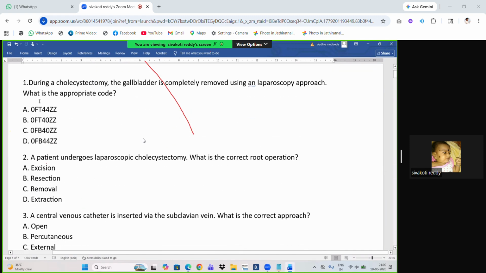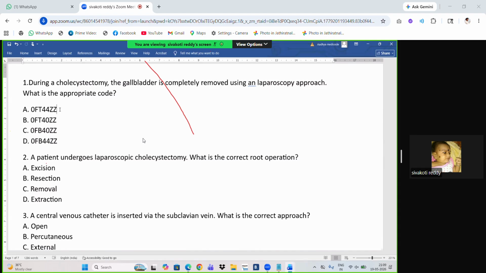Now tell me the first question's answer. Was it excision or resection? Resection. Completely they are removing. So what is the third character value? T. So based on the resection value T, we eliminated C, D, A, B. Based on the approach, we can eliminate B. So A. What is the answer? A. Simple. Like this, we need to eliminate the options.